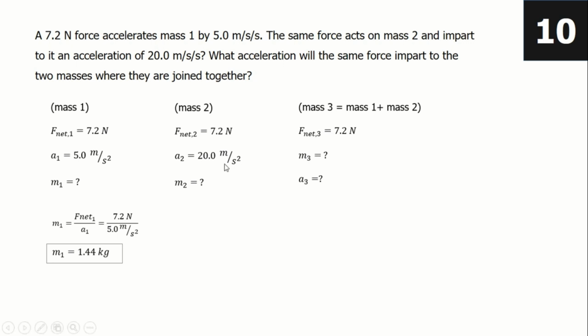Now, for mass 2, the net force is the same, 7.2. Acceleration is higher, so 20 meter per second squared. So you would say that mass 2 should be lighter, right? So if we divide that, this should be mass 2. Mass 2 is only 0.36 kilogram.